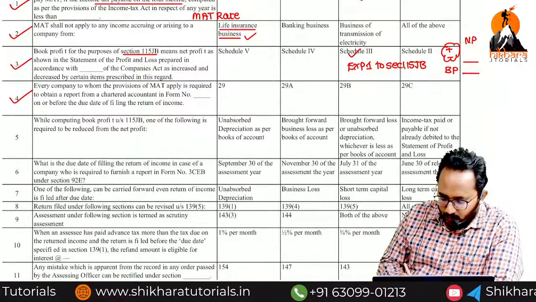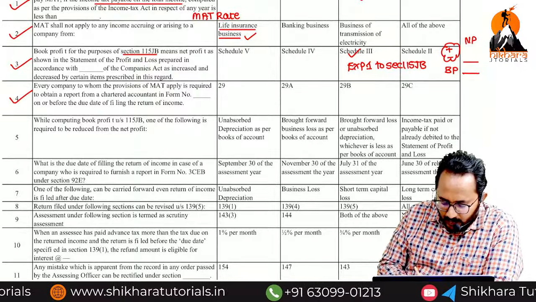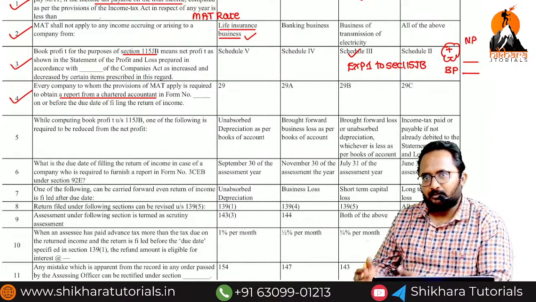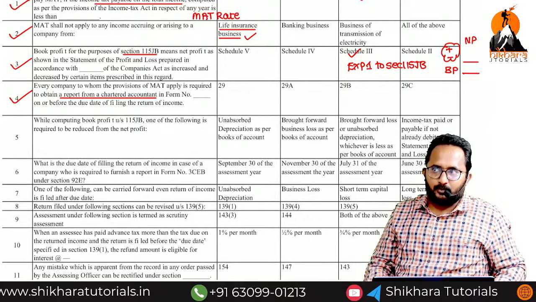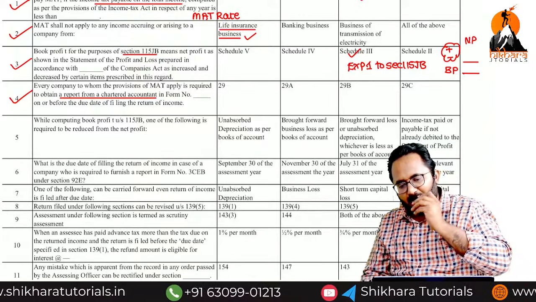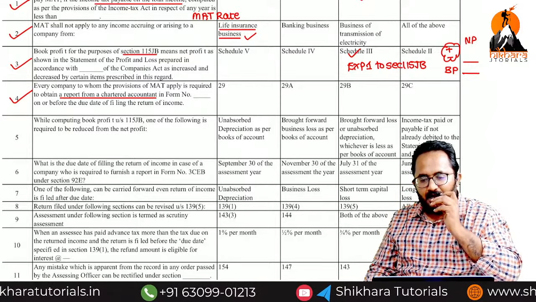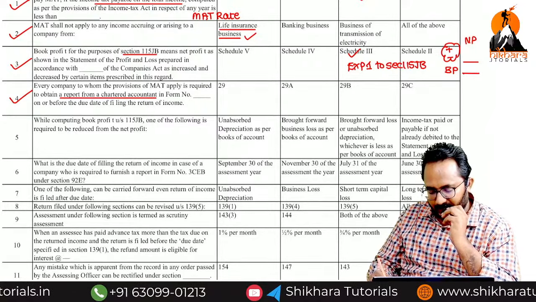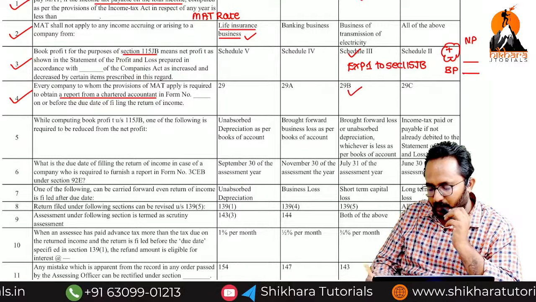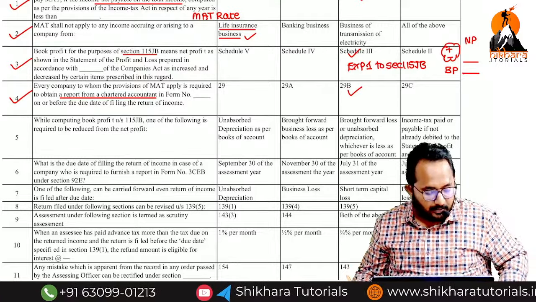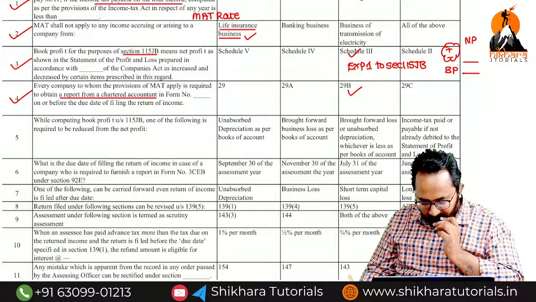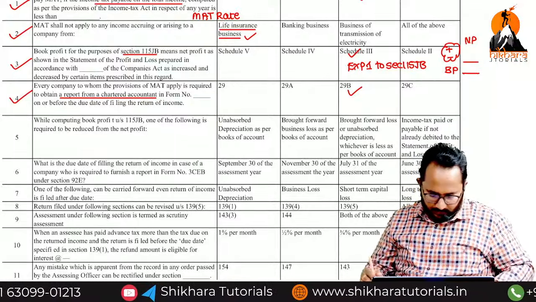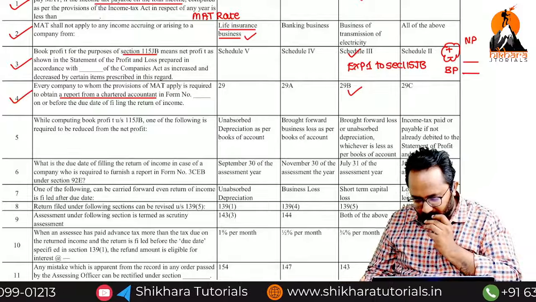Every company to whom MAT provisions are applicable is required to obtain a report from the chartered accountant. Suppose one company is required to pay tax using the minimum alternative tax concept, they are required to obtain one report from the chartered accountant. That report format number, remember, is Form 29B. This MCQ is important, and we have it in our MQPs also.